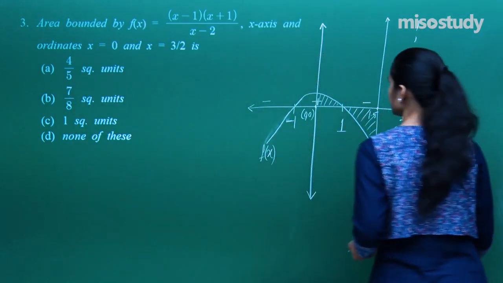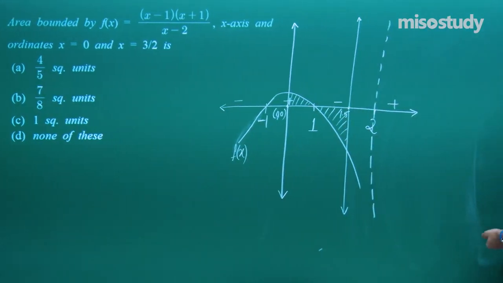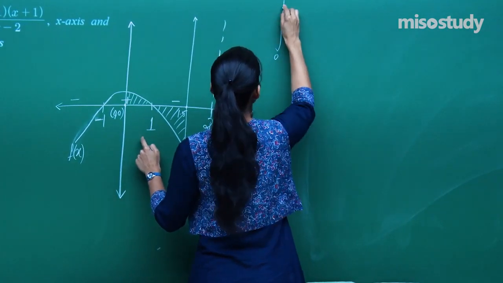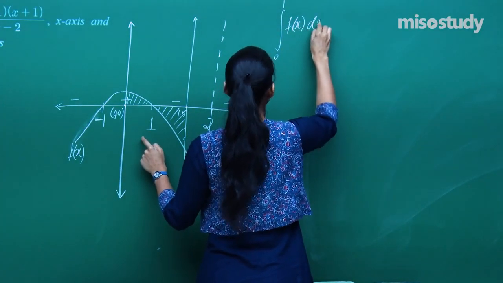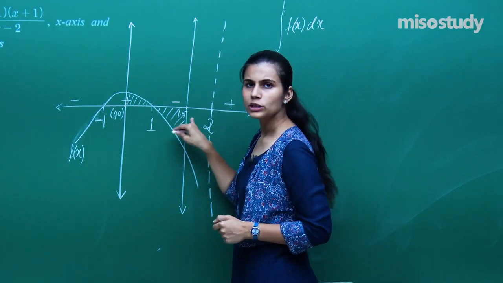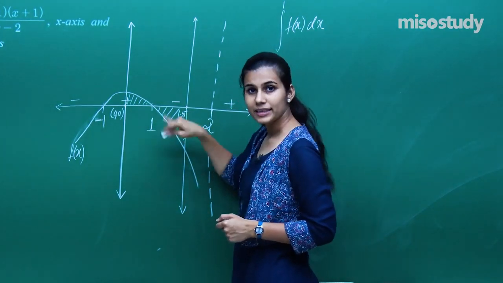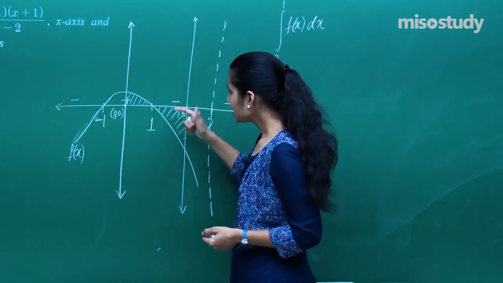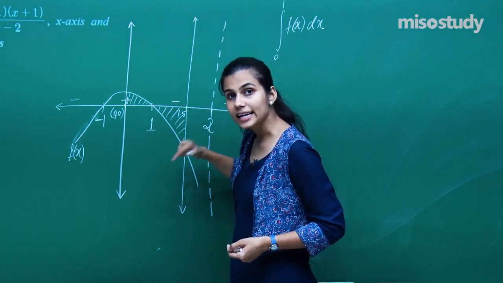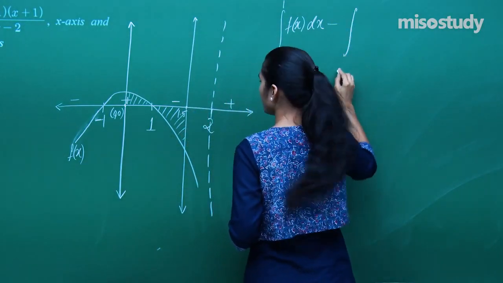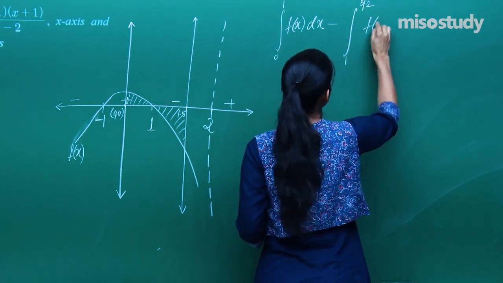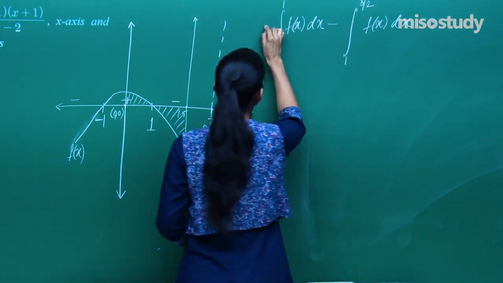I want to talk about this area. What will be this area? Let's see. You have integration from 0 to 1 f(x) dx. And what is this area? From 1 to 1.5, or from 1 to 3 by 2, again f(x), but its negative is what I want. Because this is lying below the x-axis, it is going to give me a negative quantity, so I am going to take mod of it, or take negative of it, to actually get the positive area. So from 1 to 3 by 2, this is again f(x) dx.